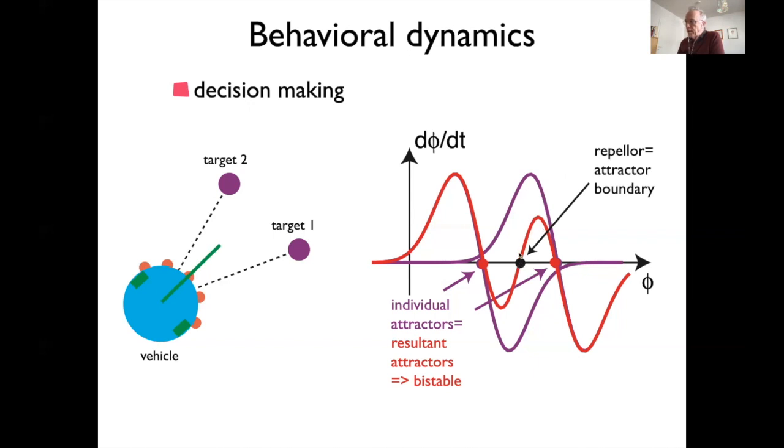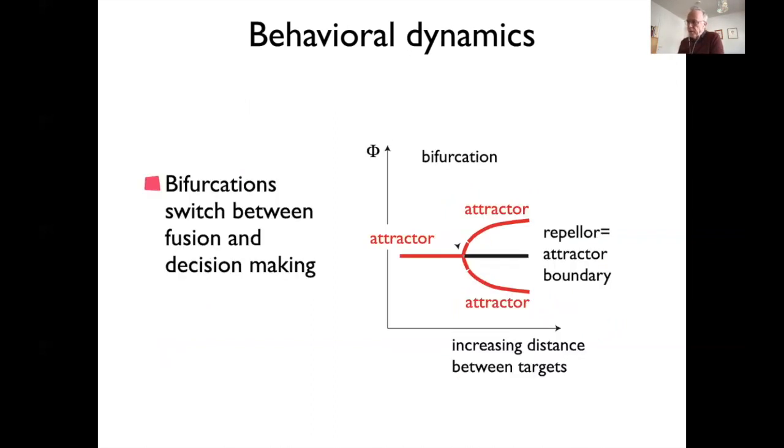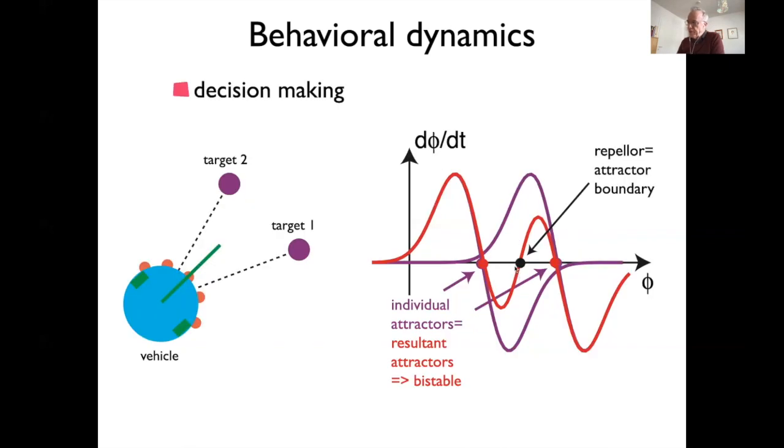And you have this repeller that kind of emerges here that acts as a boundary of the basins of attraction. The basins of attraction are the ranges of initial values from which you are attracted to a particular attractor. And so, this here is the boundary between these two basins of attraction. If you're heading anywhere below this, you will be attracted to this attractor. If you're heading anywhere above that, you will be attracted to this attractor.